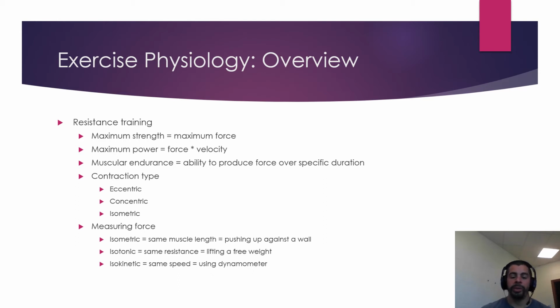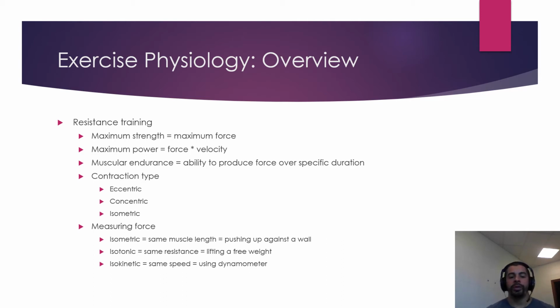Muscular endurance is the ability to produce force over a specific duration, like I said, at sub-maximal intensities. That's muscular endurance. Now, when we are producing movement, whether it's running, swimming, or lifting weights, we have certain types of contraction. Most notably and most thought of are eccentric versus concentric.